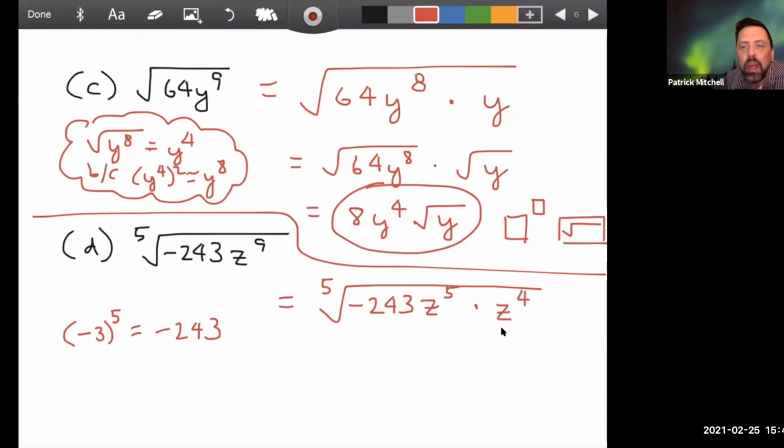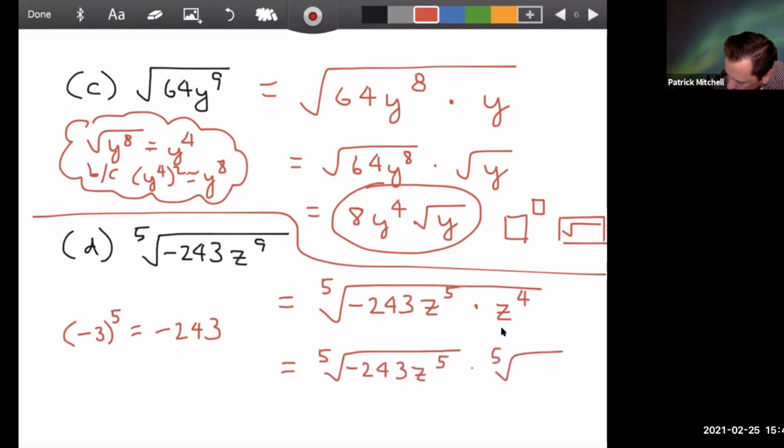Okay. And now when I break that into two separate radicals, I get the 5th root of negative 243z to the 5th times the 5th root of z to the 4th. So the simplified form of this would be the 5th root of negative 243z to the 5th, which is negative 3z. And that's times the 5th root of z to the 4th.